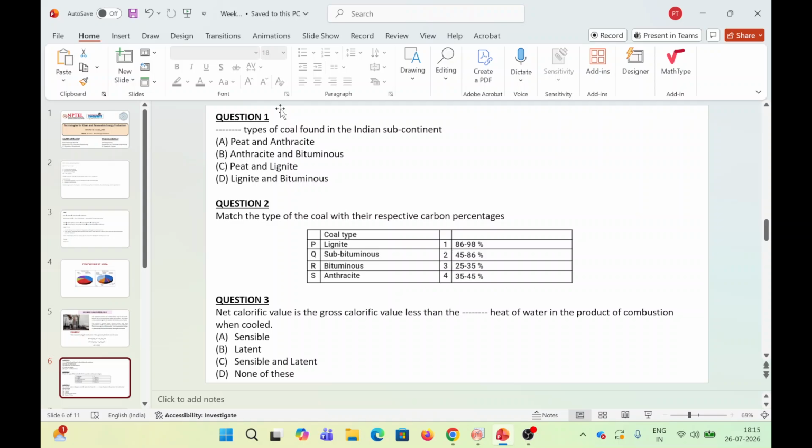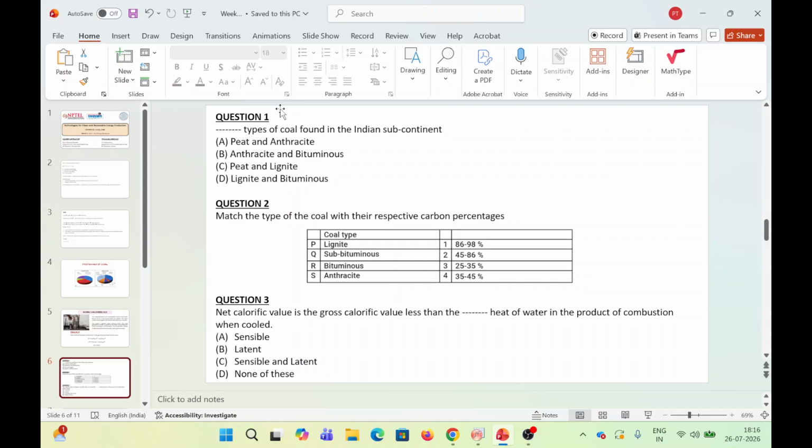So two answers are being said. One is peat and lignite, and another one is, what do you say? I think lignite and bituminous. Somebody said, right? So which is correct? No, sir, peat and lignite.